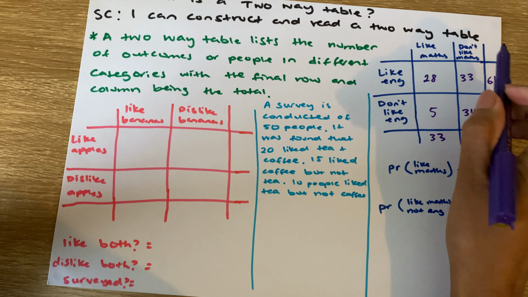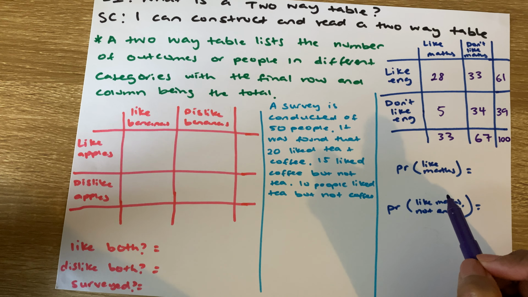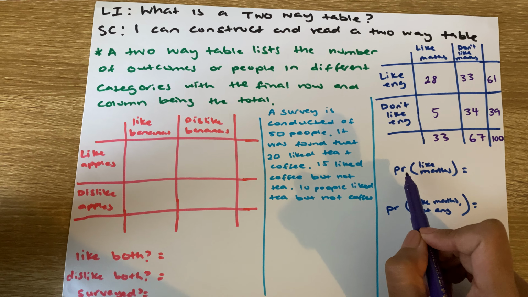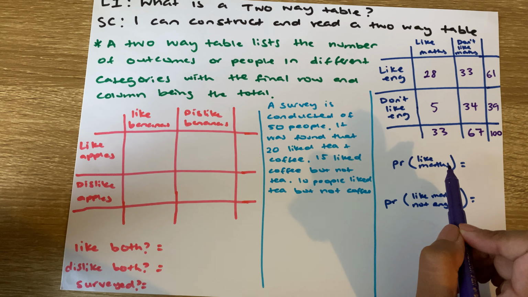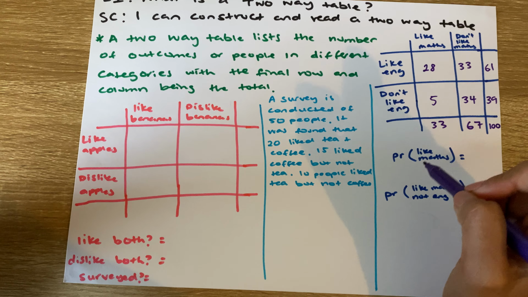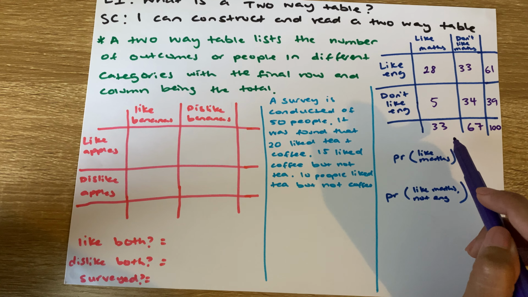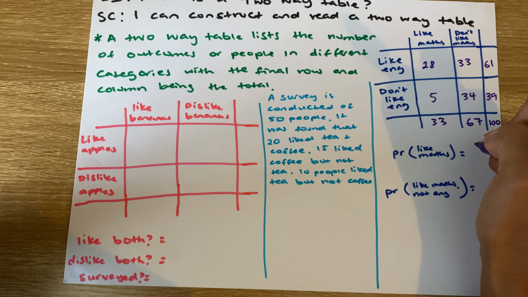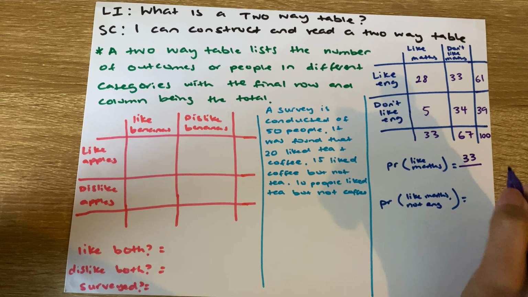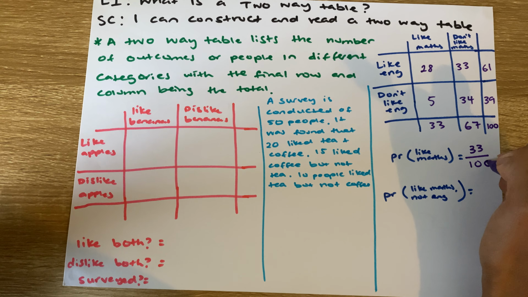All right, so using a two-way table, we can answer some questions regarding it. So we can answer this question. PR, remember, means probability. What is the probability that people like maths? We've got to look at how many people in total like maths. It's not saying anything about English, so we're going to look at the maths column. Like maths is 33, so there are 33 people who like maths. And remember, probability, we write it as a fraction over our total. Our total number of people that were surveyed was 100.